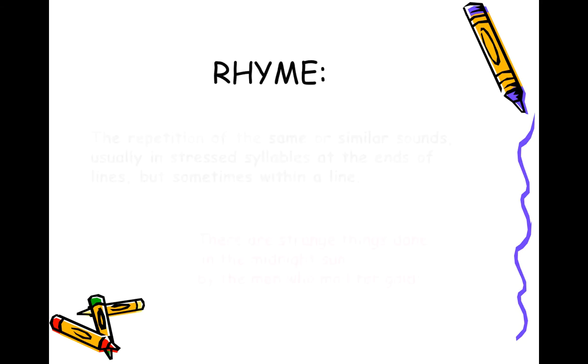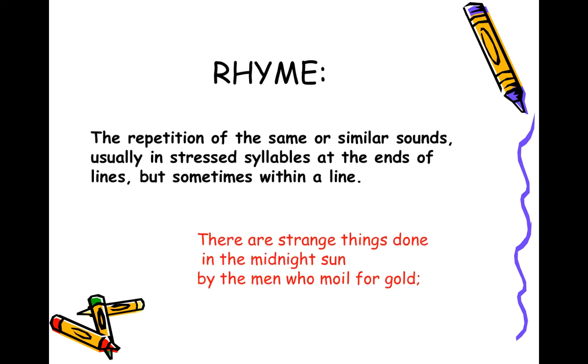Now we're going to talk about rhyme. Rhyme is one of the most common sound devices in poetry. It is the repetition of the same or similar sounds, usually stressed syllables at the ends of lines, but sometimes rhyme does occur within a line. Take a look at the following poem and click the tag to decide which are the words that rhyme in this poem.